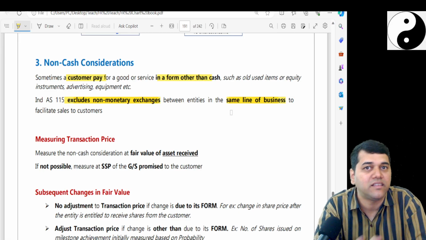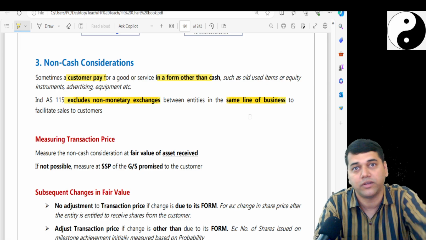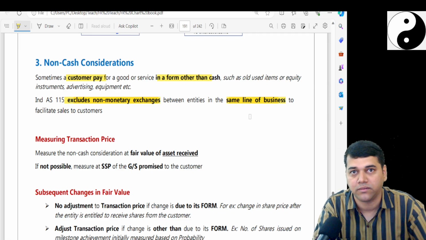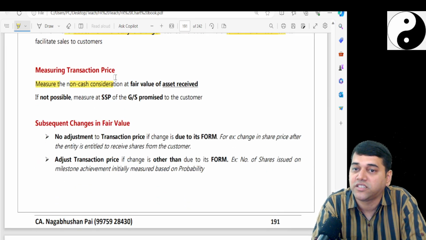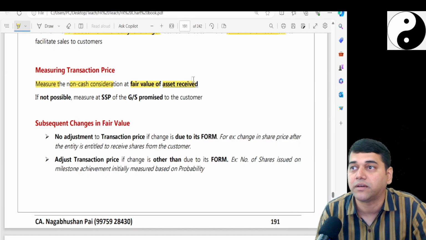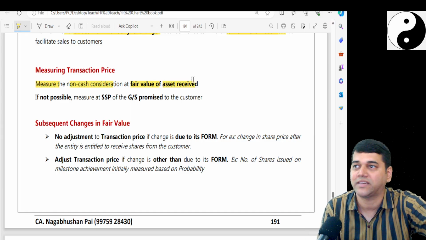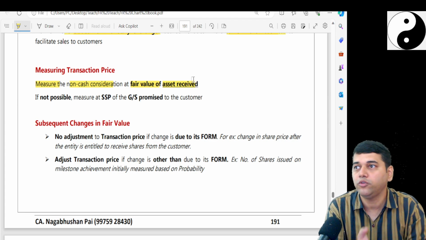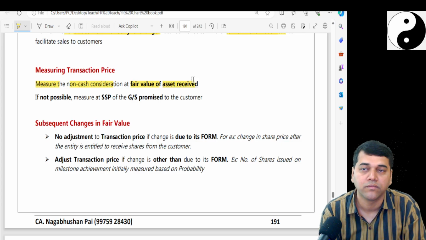So, barter in the same line of business is not permitted. That means you cannot pass the revenue entries. It becomes one material delivered on a return basis. Now, how do you measure the transaction price? Measure the non-cash consideration received at the fair value of the asset received. Don't take the fair value of the asset given up. If you are giving something very valuable and what you are receiving is some scrap item, you cannot value that scrap at whatever you are giving up. You are a seller here.